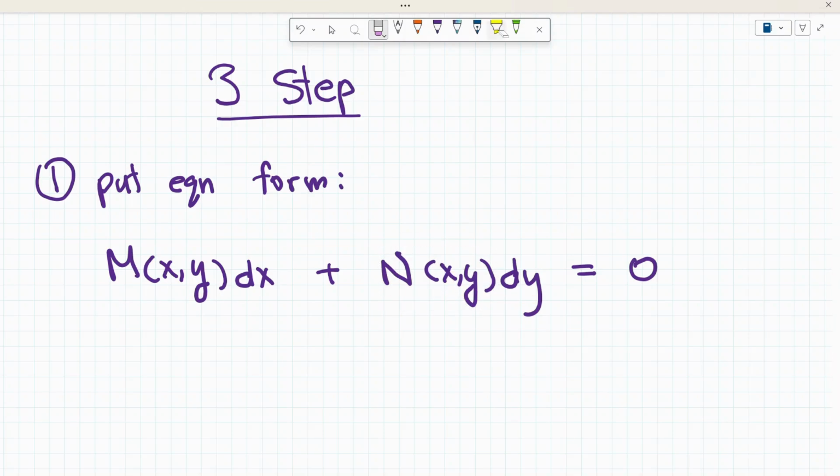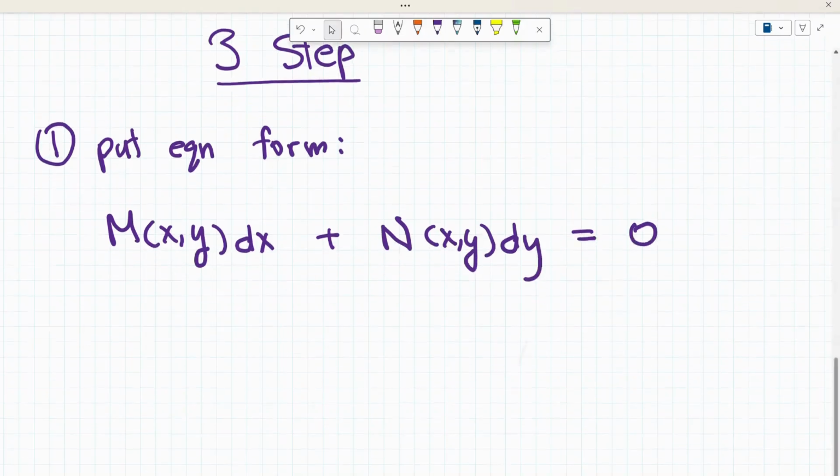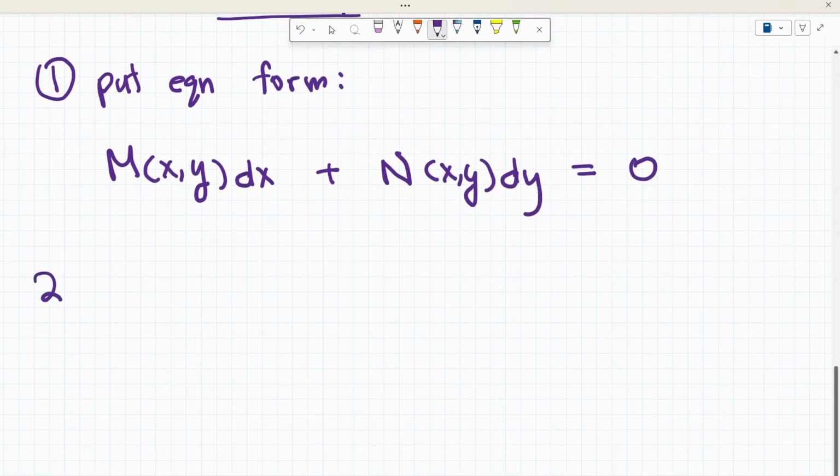So that is step 1. Don't be afraid or confused sometimes if you see an equation that's not already in this format. That doesn't necessarily mean that it's not an exact ODE. It just means that you might have to rearrange it in order to get to this format. If you can't rearrange it to this format, then it cannot be an exact ODE. But if you can, then that's great. Then that means we can move on to step number 2 to continue to confirm if it's exact or not.